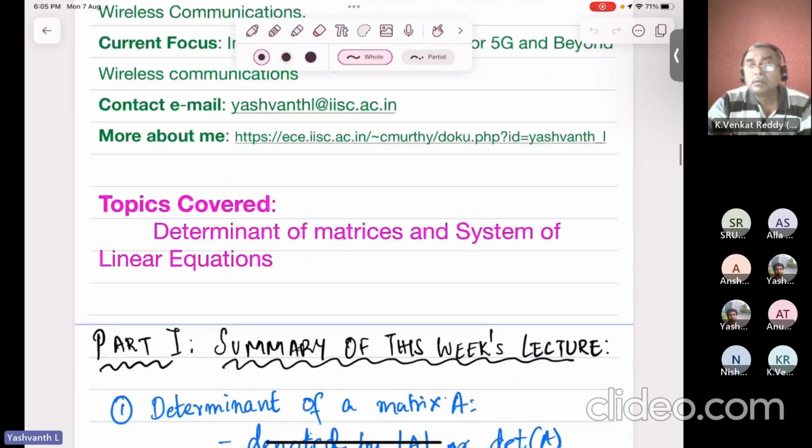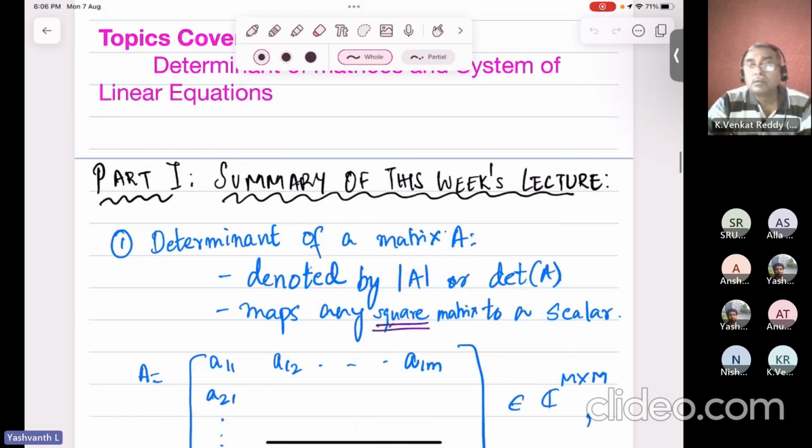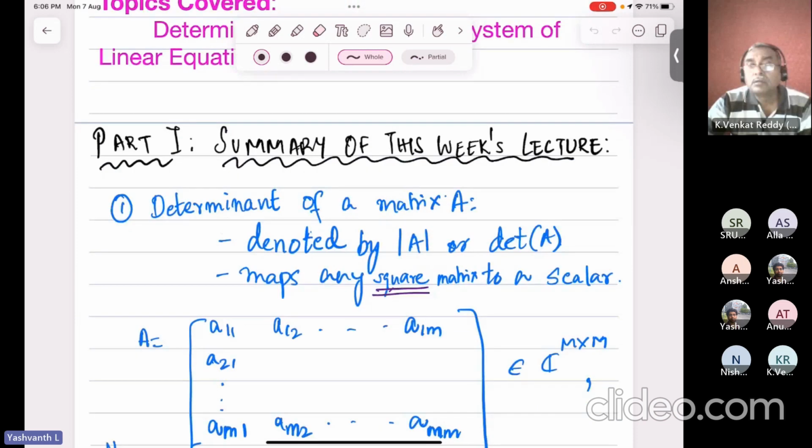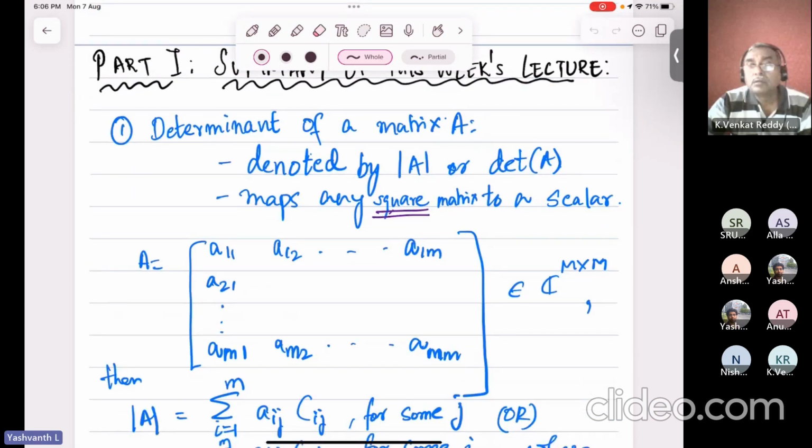So today, the topics that we will be covering will be focusing on determinant of matrices and system of linear equations, which really are the topics that Professor had covered in the second week of lectures. So part one of this session will be to quickly summarize this week's lecture. Okay. So the first topic is determinant of a matrix A.